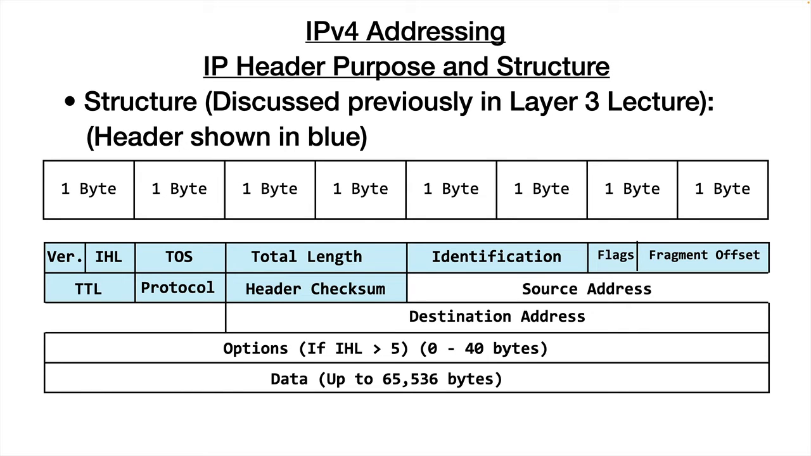The header is shown in blue, so this is the entire IP packet, and what is highlighted in the blue is the actual header. So the version, the header length, type of service, total length of the packet, the identification, flags, fragment offset, time to live, enclosed protocol, and then a checksum for the header.